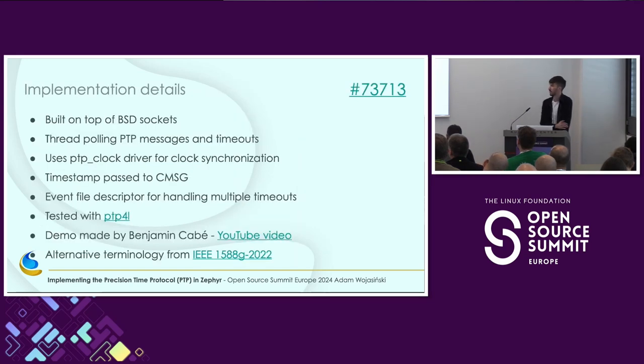Moving on to implementation details, you can check all the source code in the pull request linked in the presentation, and some key points for the implementation. It is built on top of BSD sockets. Timestamps are passed through control messages. The implementation has been tested with a Linux machine that was running PTP for Linux. Also, I was using Wireshark for some debugging purposes, and I highly encourage everyone to check out a demo made by Benjamin. You can find it on YouTube.